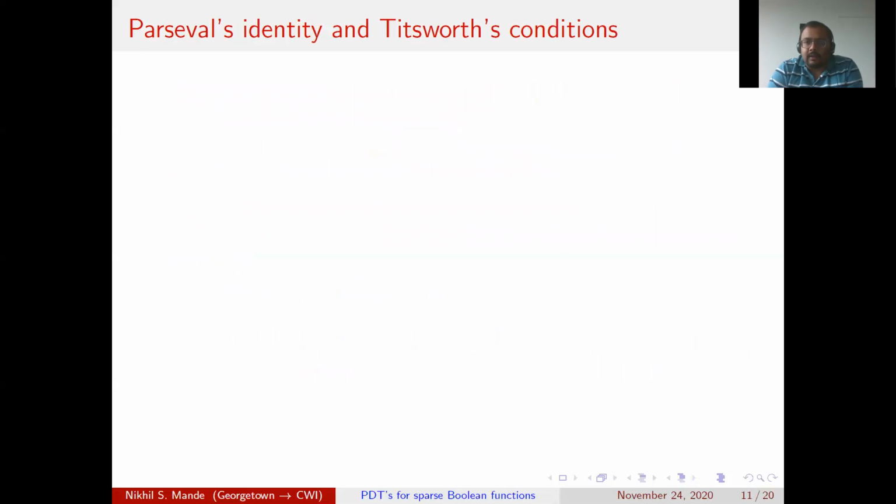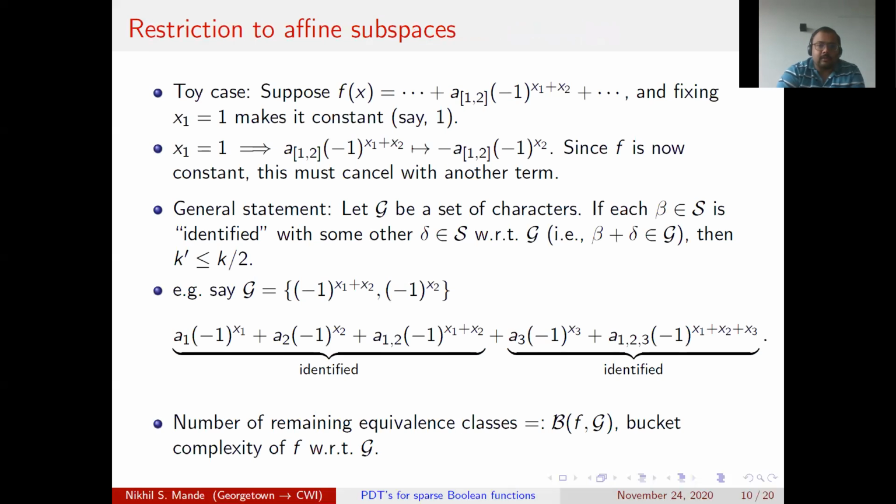Great. So now let's take a small detour. Our goal right now is, given a Boolean function f, how can we come up with a set of characters G such that the bucket complexity is small. The bucket complexity is basically an upper bound on the Fourier sparsity of the restricted function under any restriction. So note that any restriction of these parities is going to make the Fourier sparsity in this case at most 2.